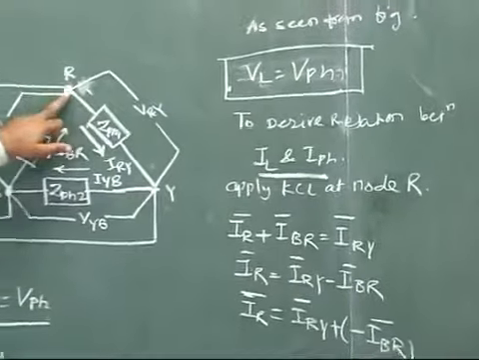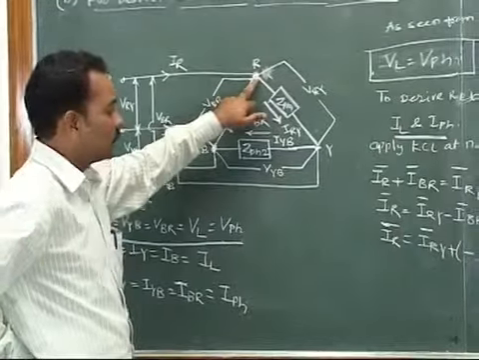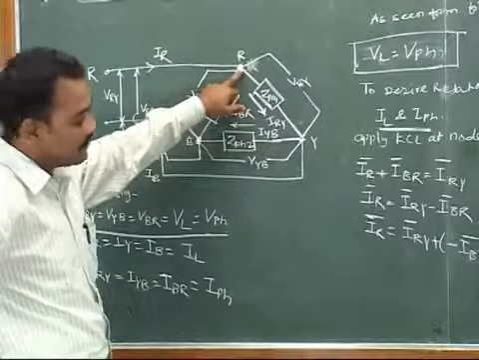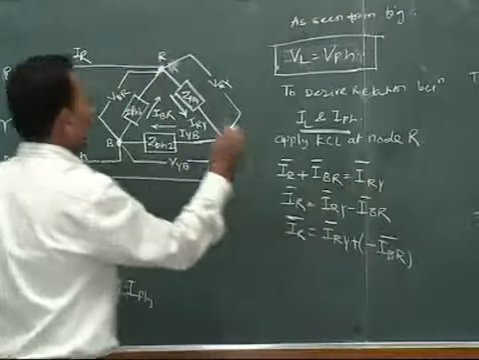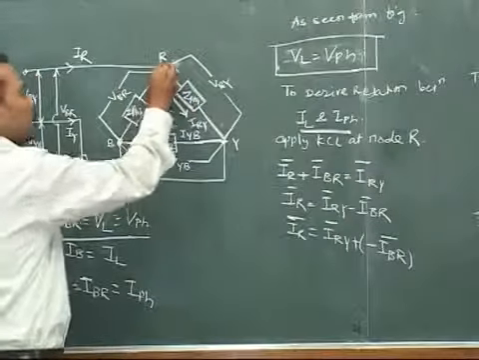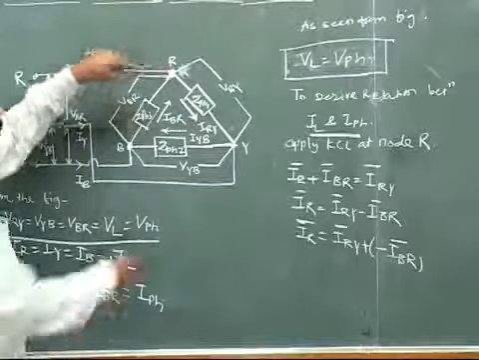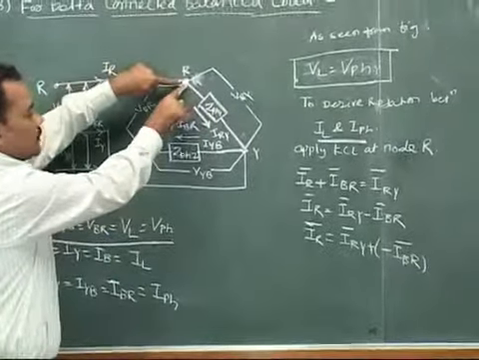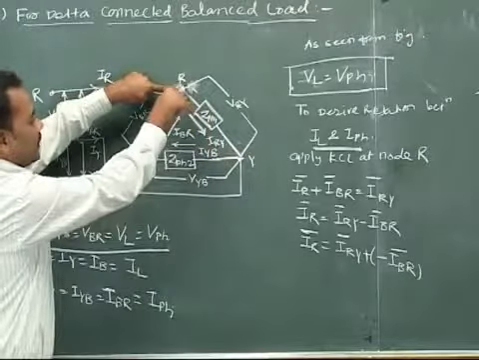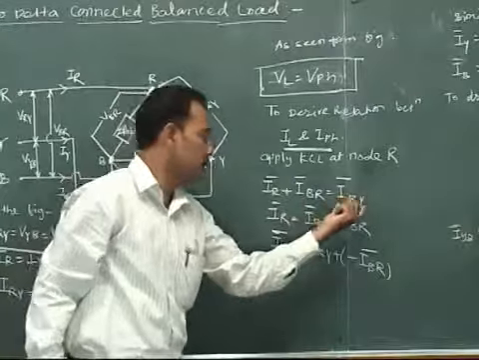So from this figure we can see that if you apply the KCL at this node R, we find incoming current is equal to outgoing current. So here IR plus IBR is equal to IRY. At this node you will find three currents: two phase currents and one line current. IR plus IBR are both incoming currents to this node R, and IRY is the outgoing current from R. So the incoming current is equal to the outgoing current.